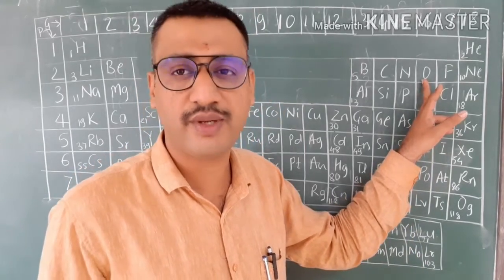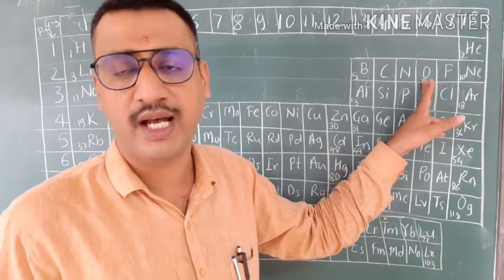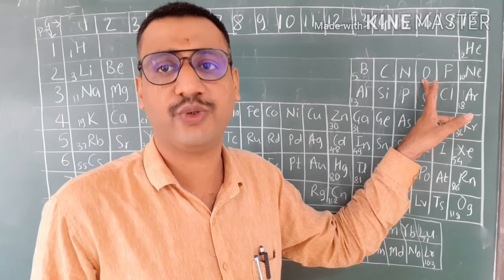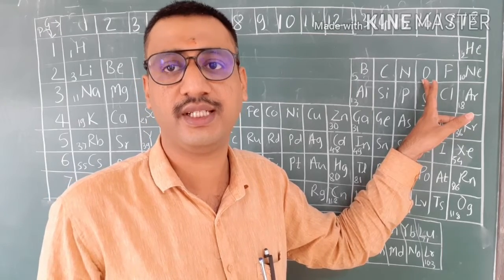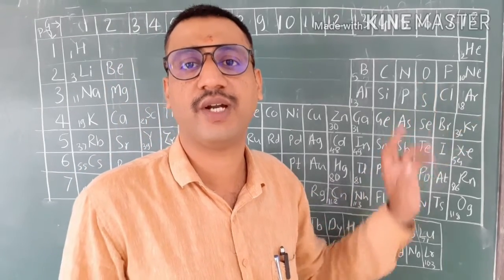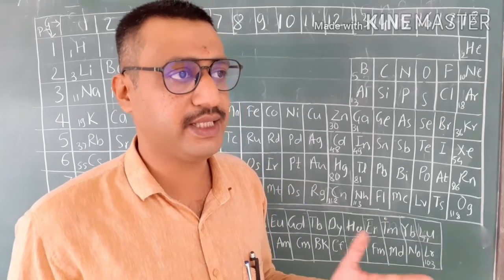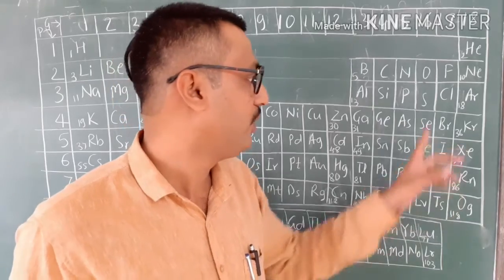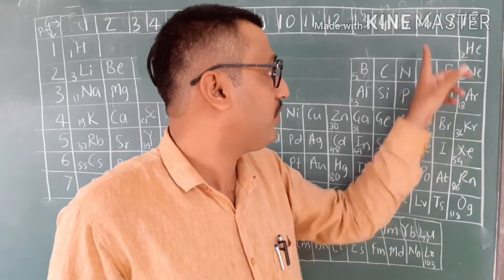The 16th group is the oxygen family elements, chalcogens. Chalcogens means ore forming elements. Iron exists in the form of hematite, Fe2O3. Zinc exists in the form of ZnO. Many elements exist in nature in the form of their oxides, isn't it? And some of them exist in the form of their sulfides. For example, iron exists in the form of FeS2, iron pyrite. Zinc exists in the form of ZnS, zinc blende. Copper exists in the form of copper pyrite, CuFeS2. So these are the ore forming elements, chalcogens, belonging to the 16th group.